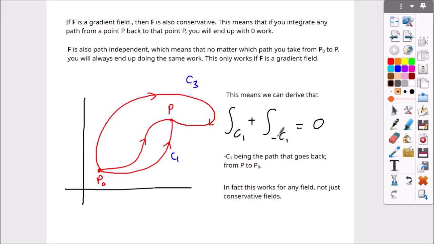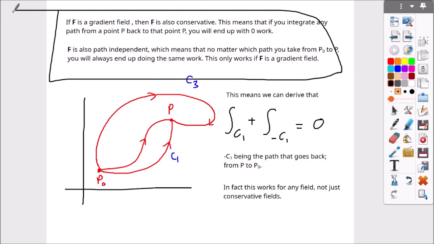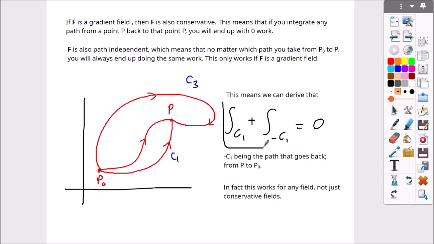This only works if f is a gradient field. So all of this is gradient field stuff. This is not a gradient field thing. This is something that works with everything. However, if you go for a gradient field, you can go to p and then you can come back to p0 using any way you want, and you will still get 0.